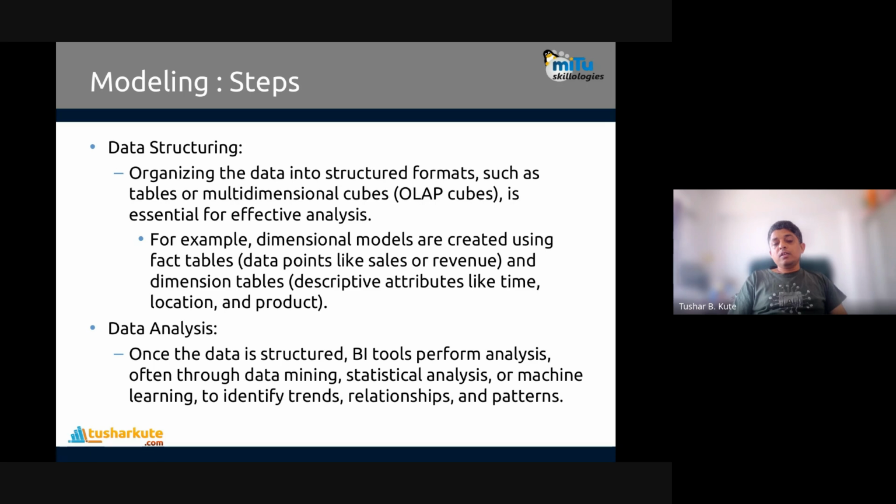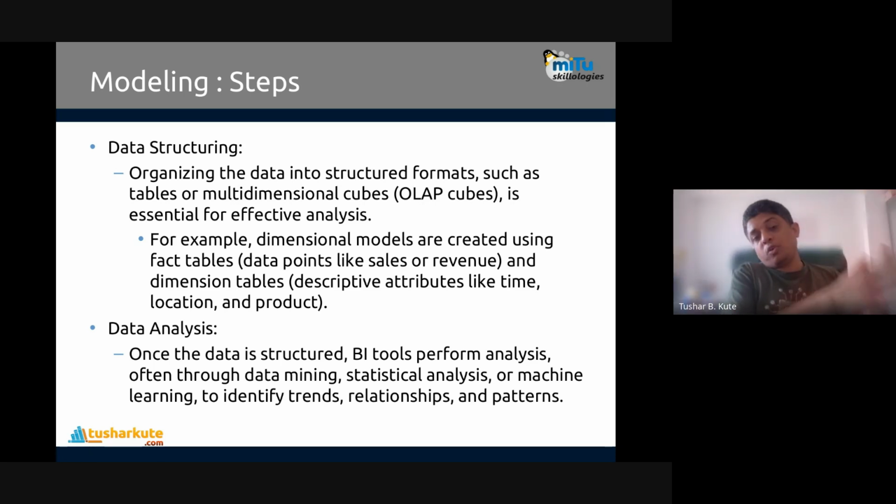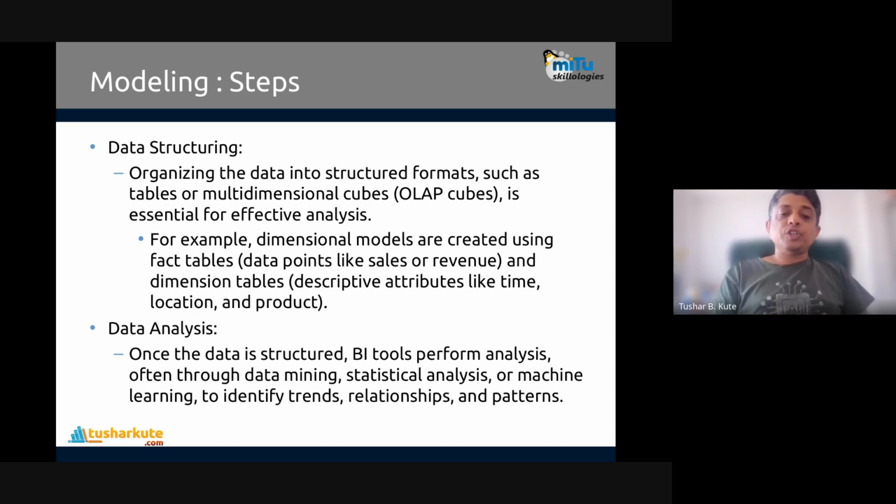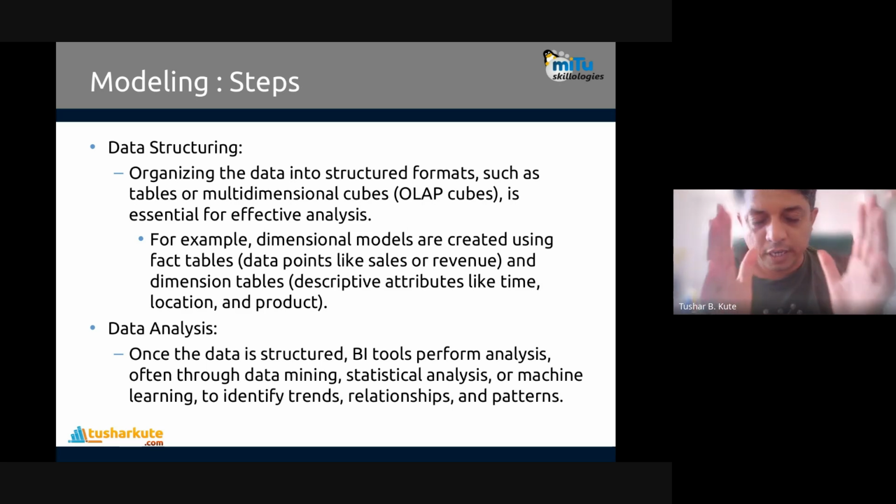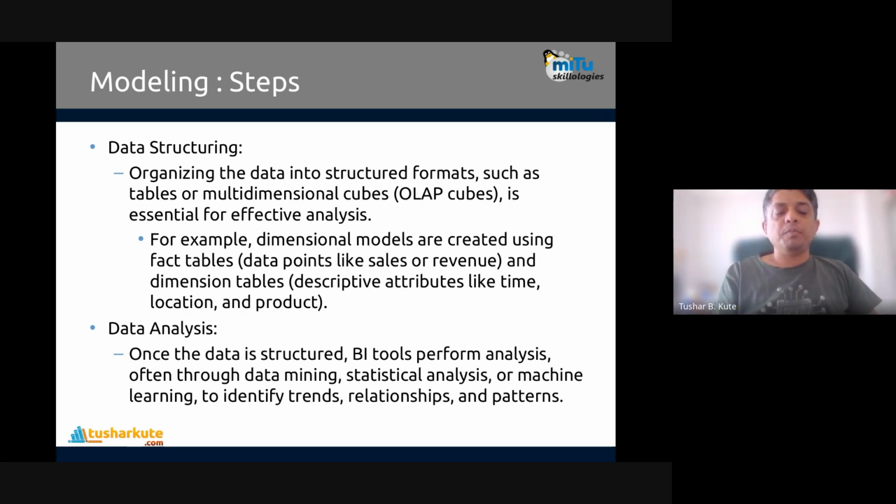Then data analysis. Here we'll commit analysis. In the previous topics, we talked about analytical models. Once the data is structured, BI tools perform analysis often through data mining, statistical analysis, and machine learning to identify trends, relationships, and patterns. This is what a model basically requires. Once they are identified, they can be used to perform predictions ahead.